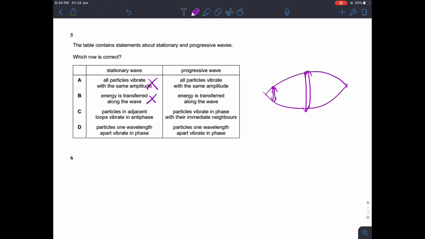On part C, particles in adjacent loops vibrate in antiphase. What it means by that is, here, this particle is going down when this particle is going up. These are the adjacent loops, these two. So that's correct, that one's right.